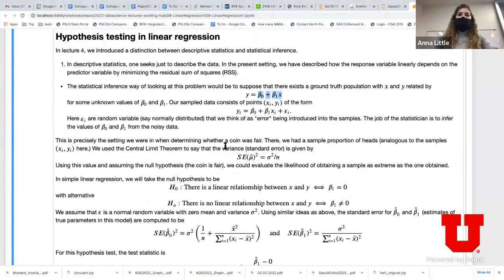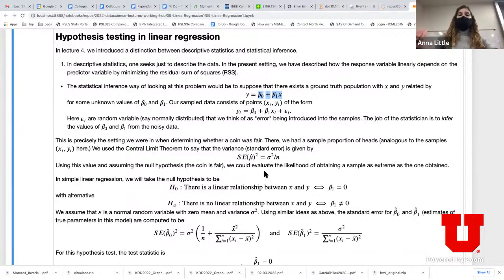Okay, and that's just like what we did when we did the coin toss problem. So we had a sample proportion of heads, and we used the central limit theorem to say that the variance was like sigma squared over n. And then assuming that the null hypothesis was true, i.e. that we had a fair coin, we then computed the p-value by calculating the probability, assuming the null hypothesis is true, that we would observe something as extreme as what we observe in our data. And it's going to be the same thing here.